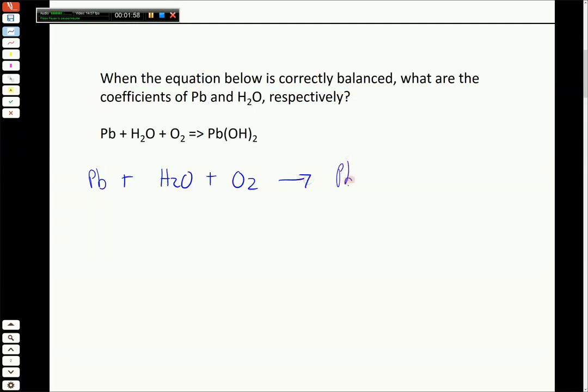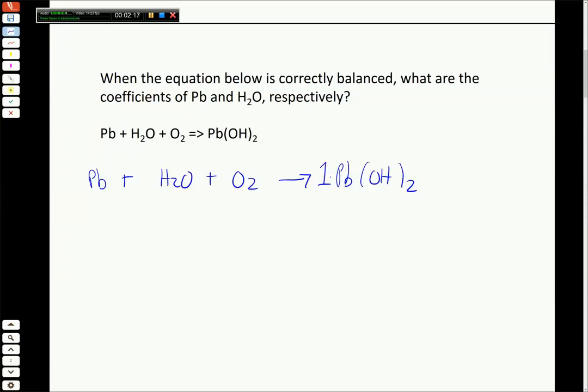and as I talk about in class, what I typically like to do is take whatever I think is the most complex species, which usually is the one that has the most elements in it, and set that to a coefficient of 1. So we're going to do that here, and I like to put this as 1 because it has all the elements, it's the only product.